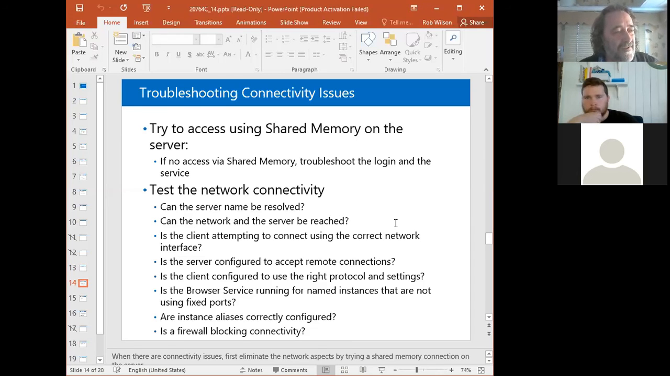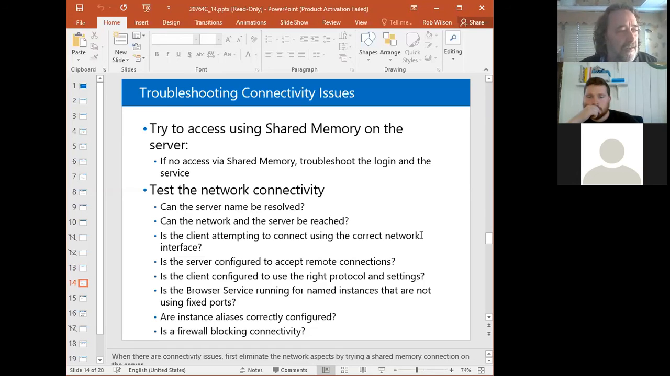If it can't be resolved by name, then you probably have DNS issues. Or if you can't get to it by name or IP address, if you can't ping it by IP address, then the server could be totally down, or you could be on the wrong subnets. Is the client trying to connect using the proper network interface? Are they going to the right target? Are they using TCP/IP? If they're trying to use named pipes and you haven't deployed named pipes as a connectivity option, then that won't work.